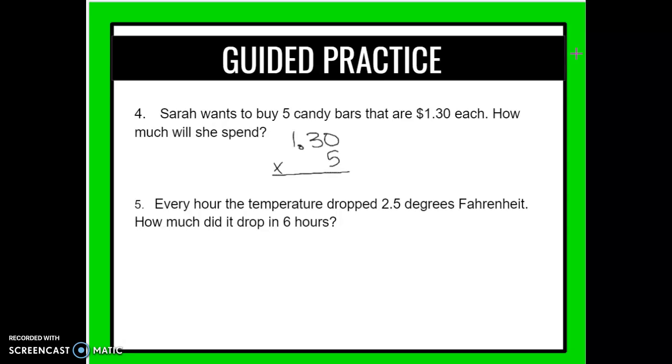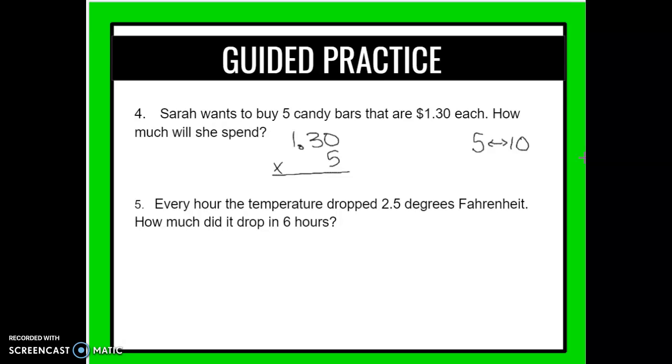I would always estimate first. So if I have something that is in between $1 and $2, well, I think in my head, okay, 5 times 2 is $10 and 5 times 1 is 5. So I know that my answer has to be between $5 and $10, okay? And then that way when I multiply and I get my answer, if it's not between those, then I know automatically I've done something wrong.